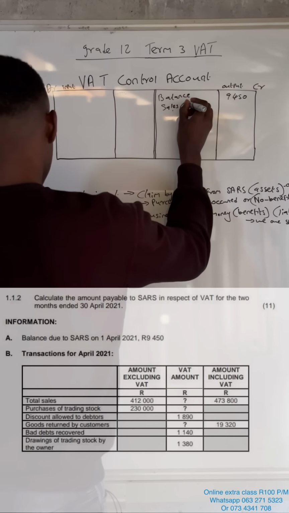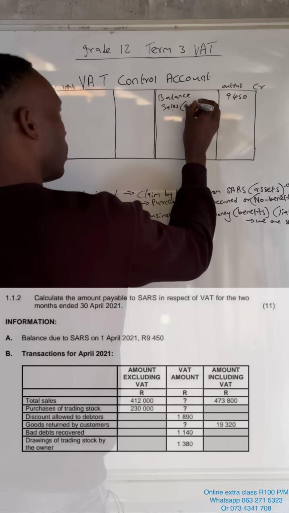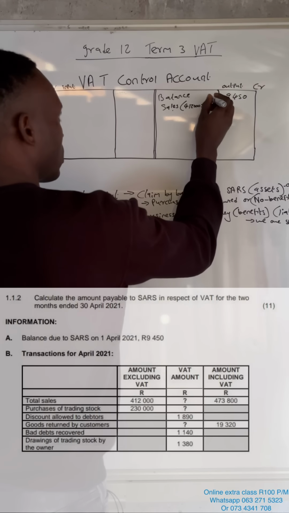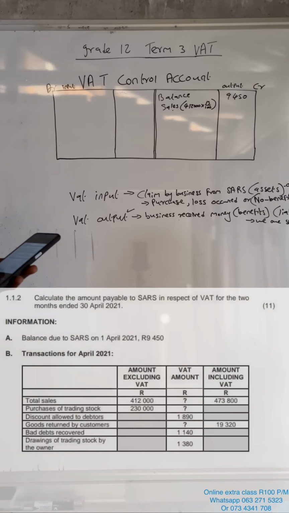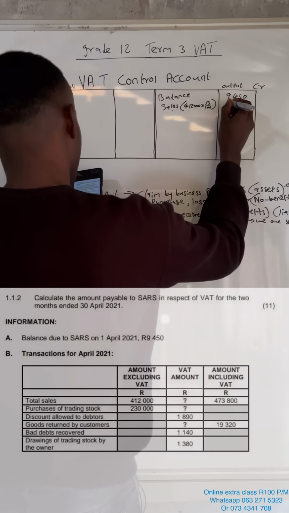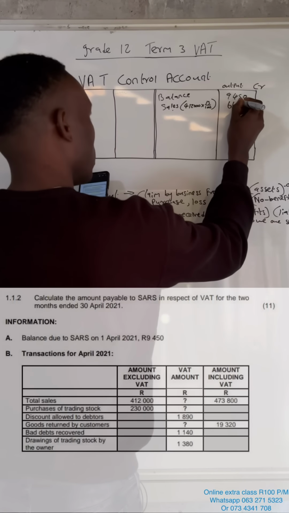You say it's 412,000 multiplied by 15 over 100. You said over 100 because it's exclusive. Then it's gonna give you an amount of 61,800.